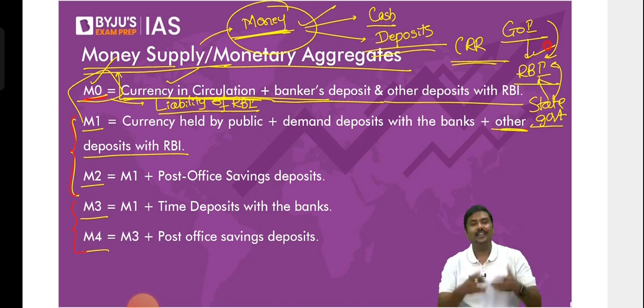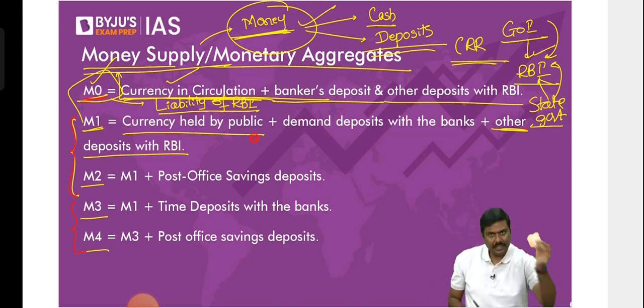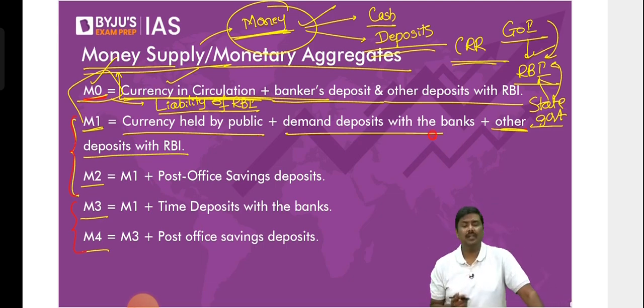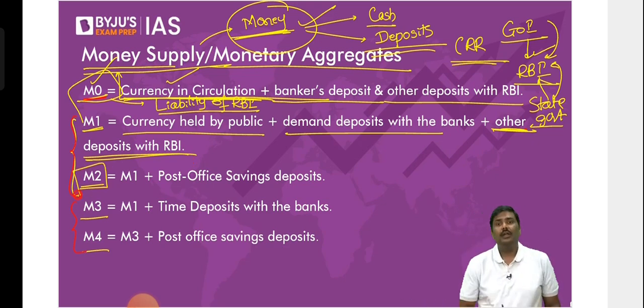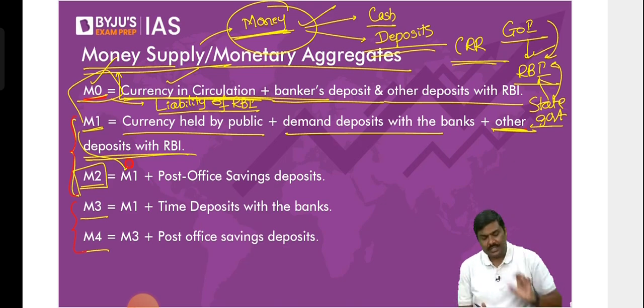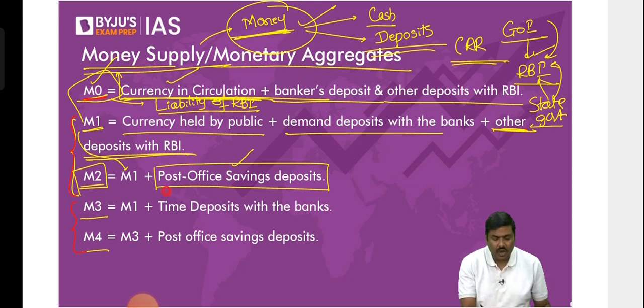It has high liquidity. So let's start the formula here now. M1, narrow money, a type of narrow money: the currency held by the public, the cash held by the public, plus demand deposit in the bank, because they can withdraw this money at any point of time, plus other deposits with Reserve Bank of India. That is the idea of narrow money in the form of M1. But there is another type of narrow money, M2. M2 takes M1 as it is, that is other deposits with RBI, cash with the public, demand deposits. To this, RBI will simply add post office savings deposits.